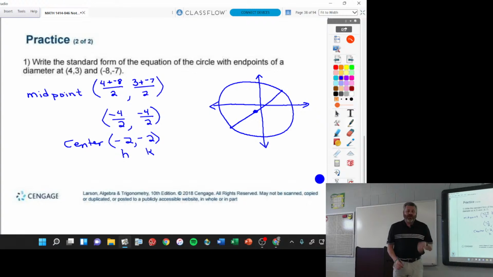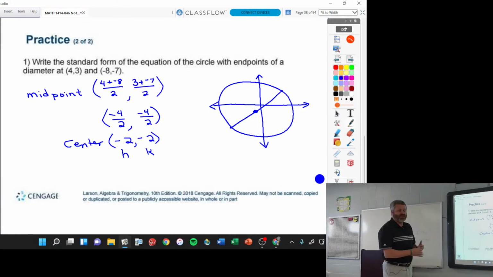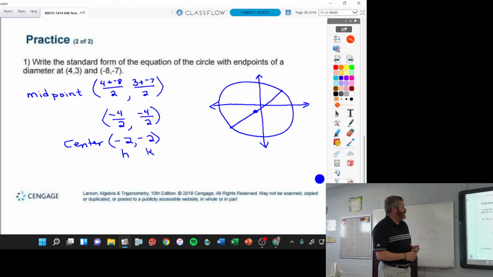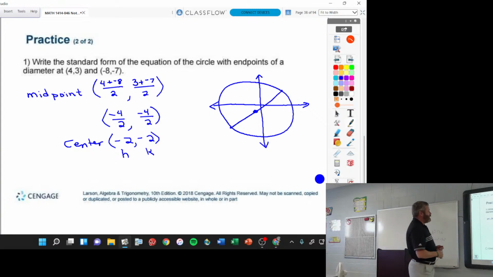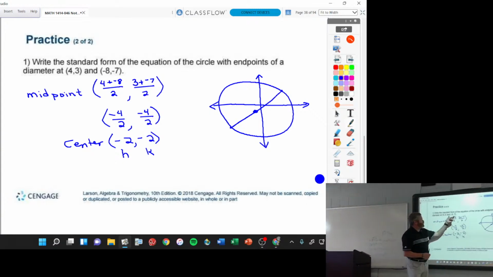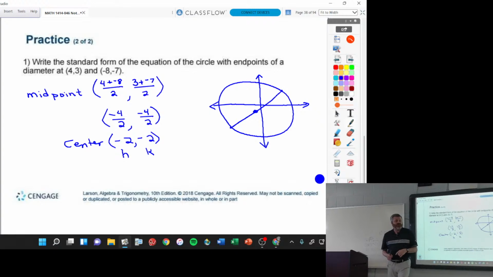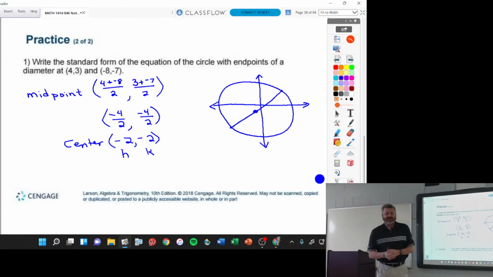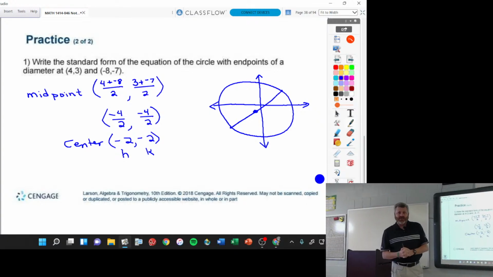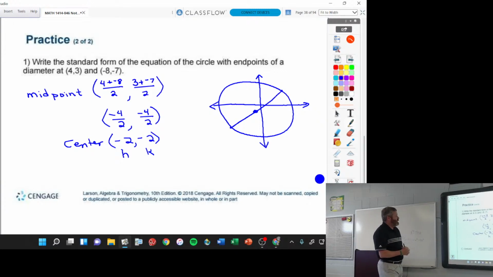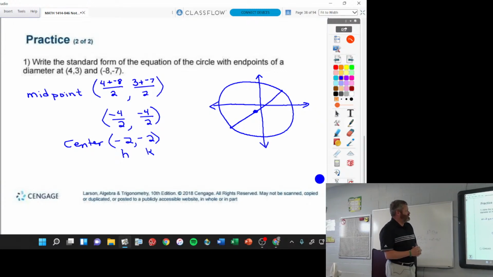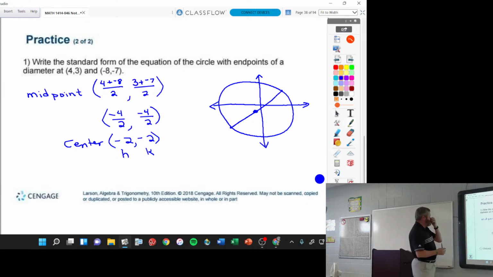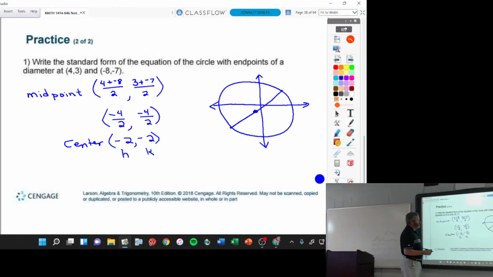Now, as far as calculating the radius, we can use a distance formula and work it separately. You can calculate the distance from 4,3 to -8, -7, which is the diameter. You can calculate that distance and then divide it by 2, because half of the diameter is the radius. We can use the center and either one of the endpoints. Folks, it really doesn't matter which approach you use, but we do need to find the radius to be able to solve this problem.